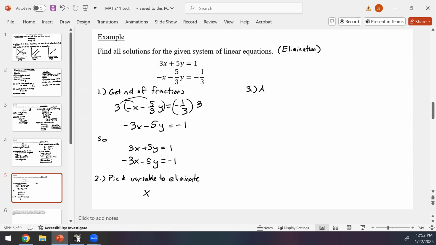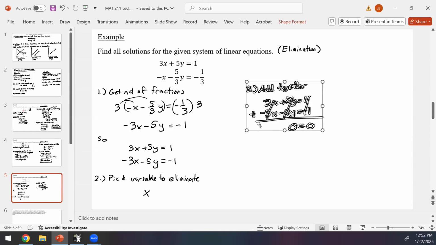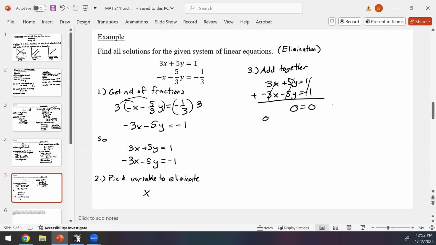Step 3 is just to add together. I don't need to manipulate because it's already equal and opposite. So we're good to go. So 3x plus 5y equals positive 1. And then negative 3x minus 5y equals negative 1. And if I add those together, these cancel out, and I'm left with 0 equals 0. And so this right here is called the infinite solution, right? So this would be infinite solutions.